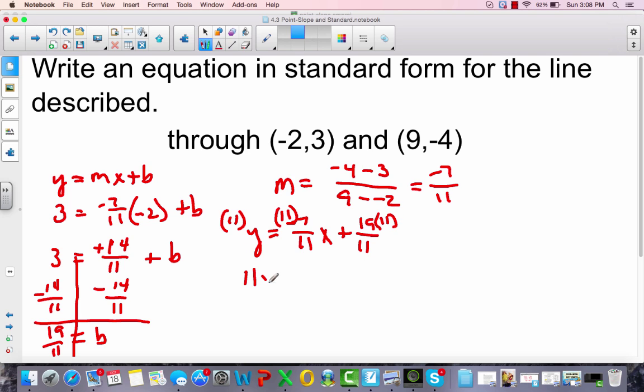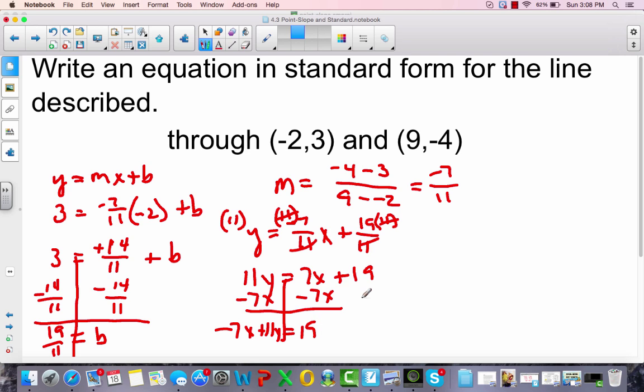That gives us 11y equals negative 7x plus 19. And remember that x and the y have to be on the same side. So we go plus 7x, plus 7x. That gives us 7x plus 11y equals 19. Then that one last thing that you got to remember, the a can't be negative, so we change the sign of every one of them. 7x minus 11y equals negative 19.